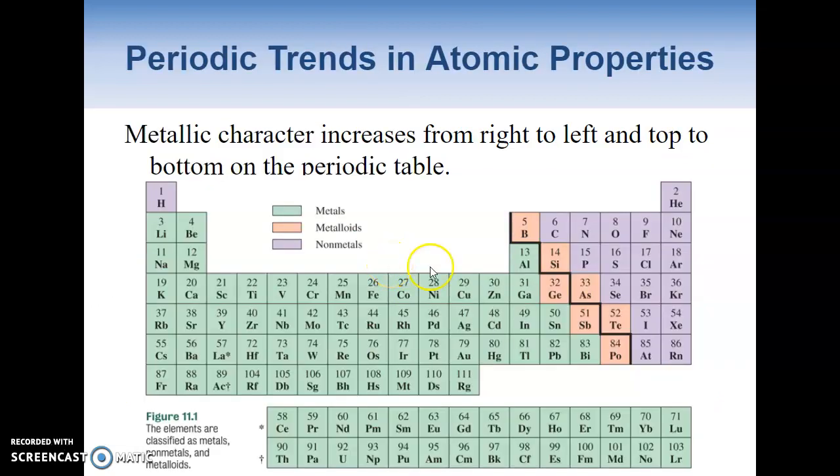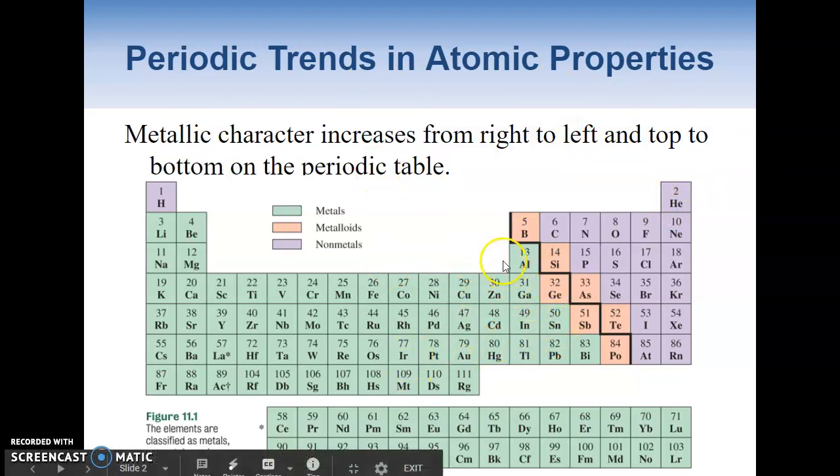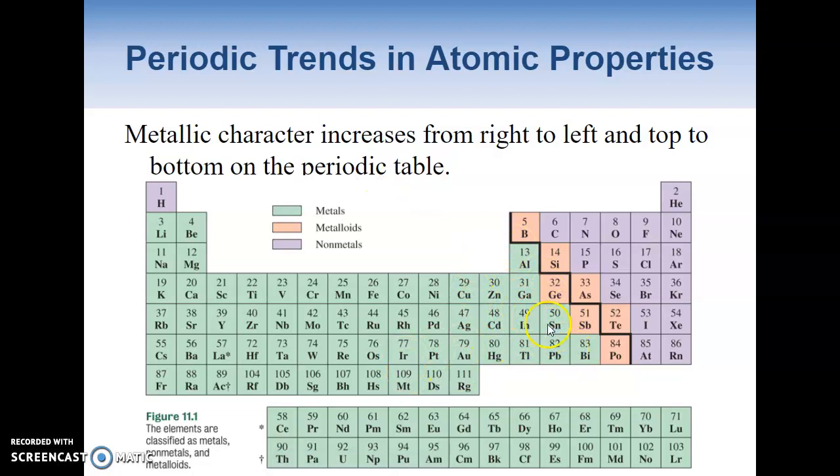So we're going to look at some different trends in the periodic table, but before we do that, I want to remind you, because this is going to be important later on, that all of these green boxed, everything to the left of the stair step, are metals. The purples are our nonmetals, and hydrogen is our exception. And then these pink ones, orange, whatever color that is, are the metalloids.